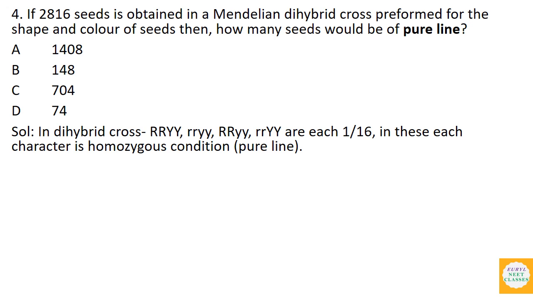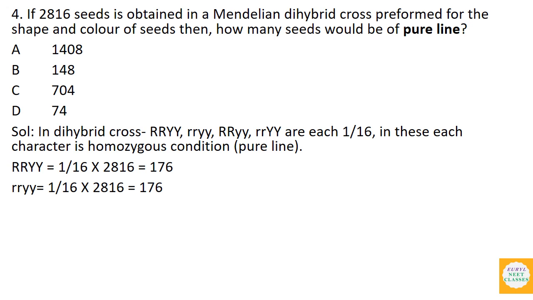Got it? So now let's see the remaining steps of this one. So capital R, capital Y. So how many individuals in total in the dihybrid cross here? Like this we can see only 1 individual out of 16. So 1 by 16 into 2816 is equal to how much, ma? 176 we get. In the same way for homozygous recessive also we will get 176 individuals.